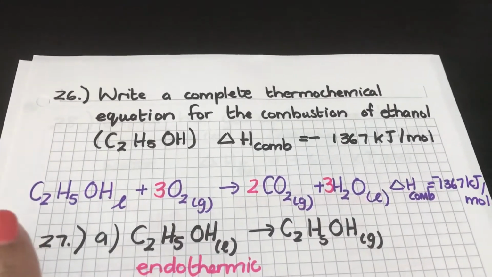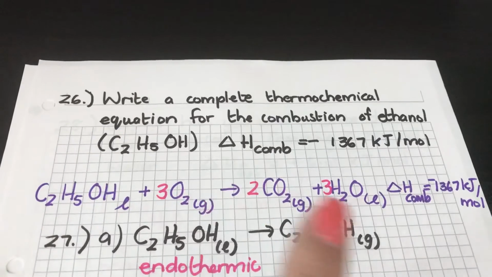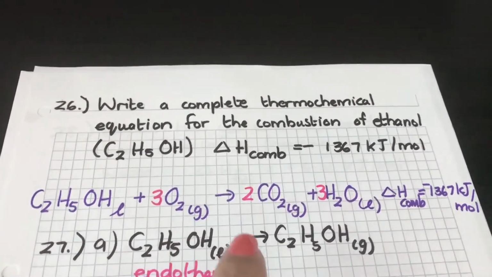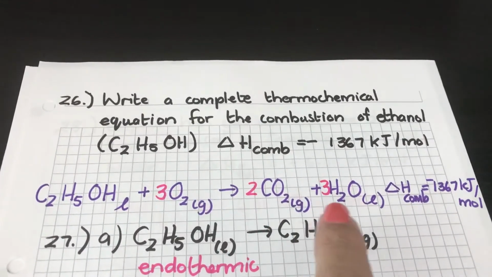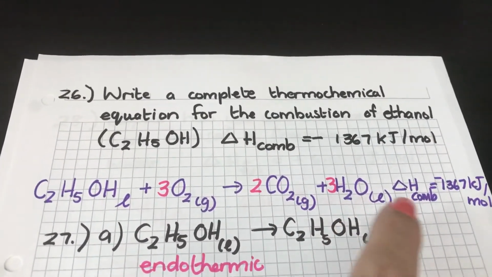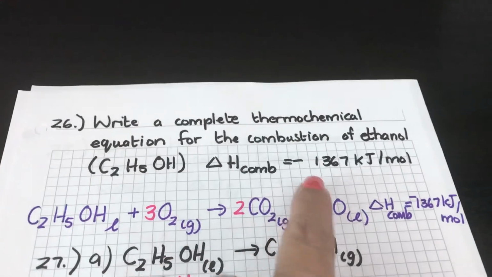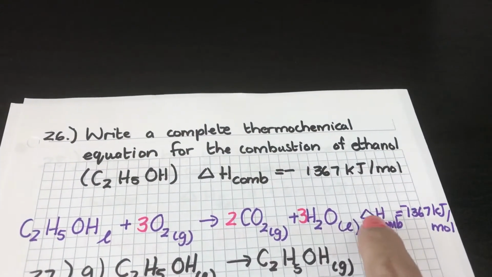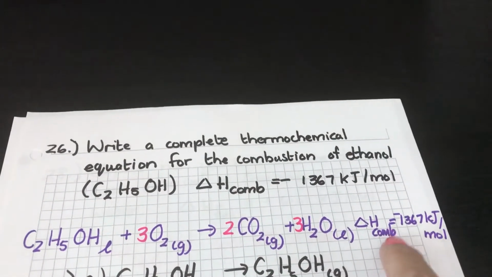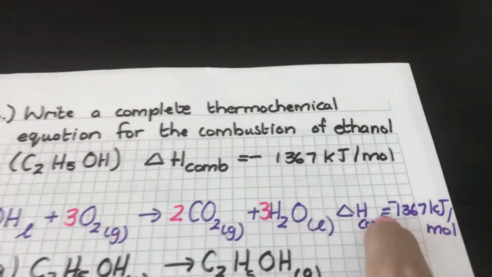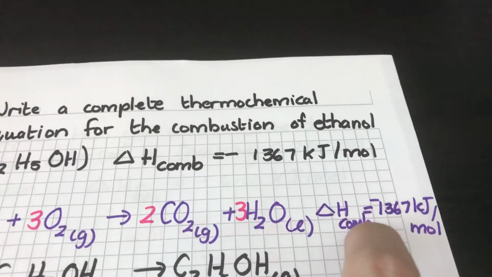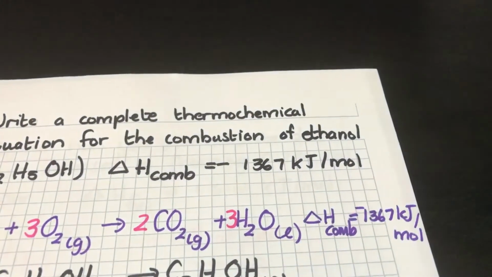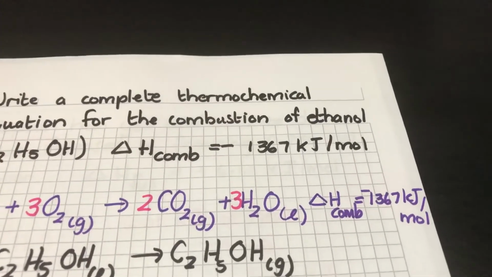Make sure that the numbers of carbons, hydrogens, and oxygens on the left equal what is on the right. And I could do that by putting a 3 in front of oxygen, a 2 in front of CO2, and a 3 in front of H2O. This value that was given to me in the question, I then have to write behind that equation in the correct way. So delta H for combustion is equal to negative, sorry I squeezed it in there, negative 1,367 kilojoules per mole. So you write that at the back of the equation.